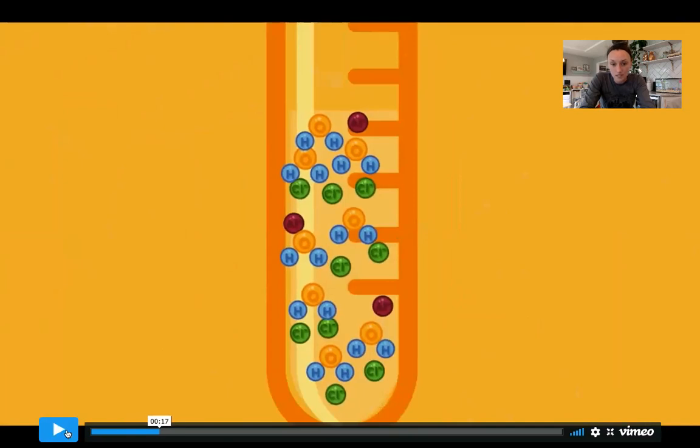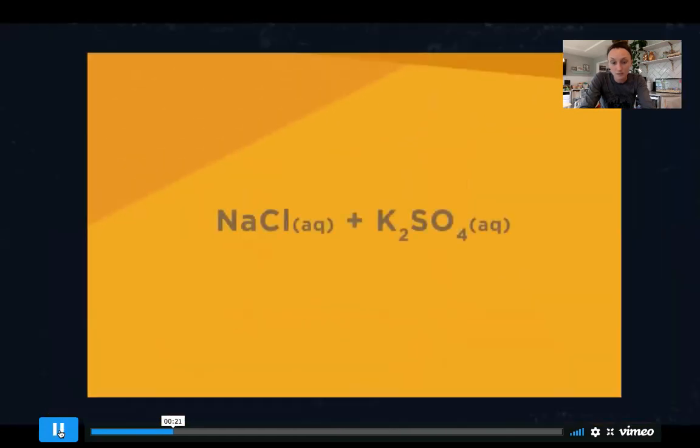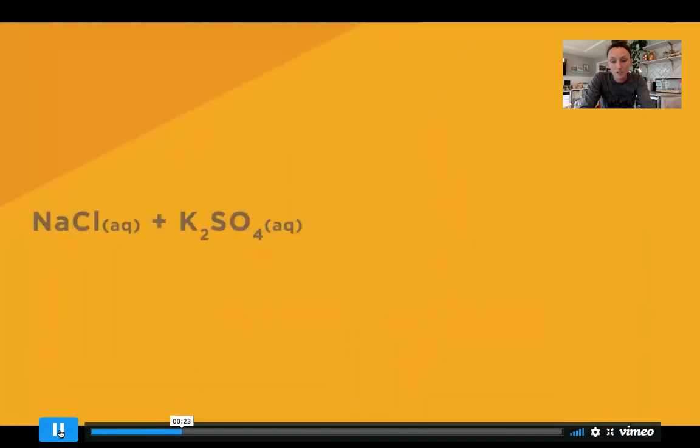Let's see if there's anything different really there. It's just showing how these things are dissolving. All right, let's take a look at this, and we'll look at the particles here in a minute. So we've got sodium chloride and potassium sulfate, both aqueous solutions. When the products are formed, sodium sulfate and potassium chloride, those are also both aqueous solutions.